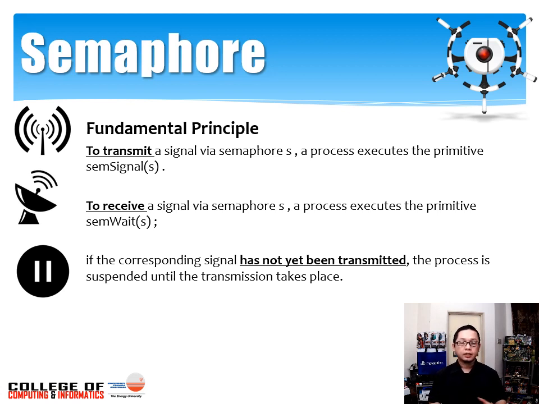First of all, we have semSignal, which enables the transmission of a signal between processes. And in order to receive those signals, we have semWait. If a signal has not yet been transmitted, the process will be suspended until transmission takes place. So these are the basic signals in a semaphore: semSignal to send or transmit, and semWait to receive the signal from the other process.